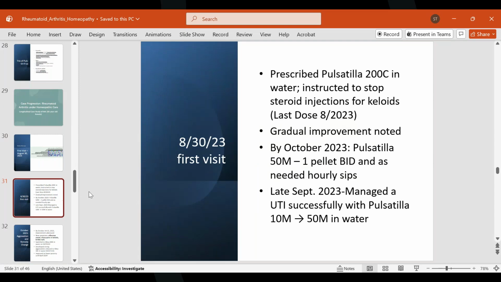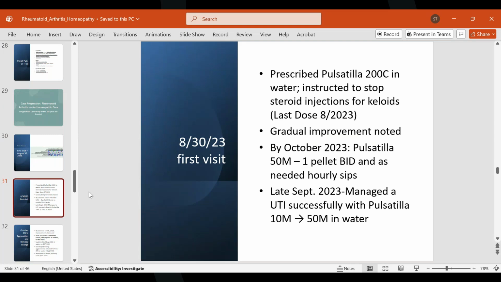So I started her on pulsatilla, which she'd been on for like 19 years. I went back to 200C in water, and I told her to stop the steroid injections for the keloids. The last dose was after the first visit, August of 2023. When patients take your advice to heart, they can get better. Some patients say, no, I don't want to give up my allopathic, and then it's like, okay, that's going to be a barrier to maybe full healing. It's the patient's choice, really.